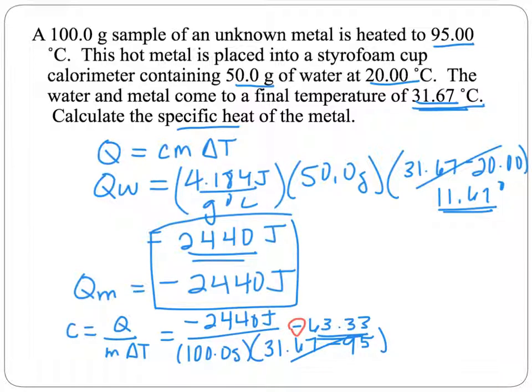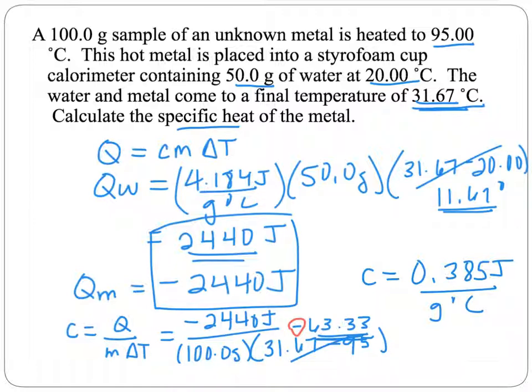So if you do the math, we'll find that the C value for the metal is 0.385 joules per gram degree Celsius. And as expected, this is a small number, reflecting the fact that this is a metal and it has a low specific heat, because we're having a very large temperature change for the amount of heat that was transferred.